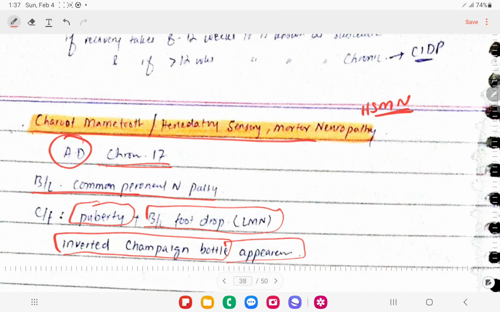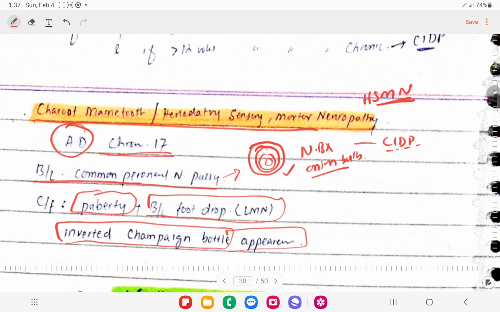Alright, so let me revise this again. Charcot-Marie-Tooth disease is basically an autosomal dominant disorder. In this condition, there is common peroneal nerve palsy, and there will be demyelination and remyelination, and because of demyelination we're going to see the onion bulb appearance in these patients. If you get a nerve biopsy, we'll see the onion bulb appearance in these patients. Also, there is another condition called CIDP, chronic inflammatory demyelinating polyneuropathy. You're going to see the onion bulb appearance in that condition as well.